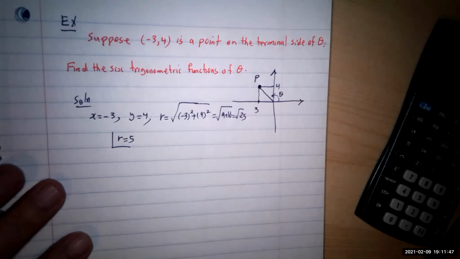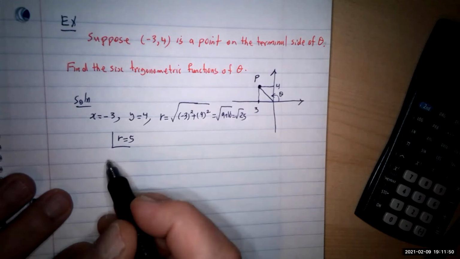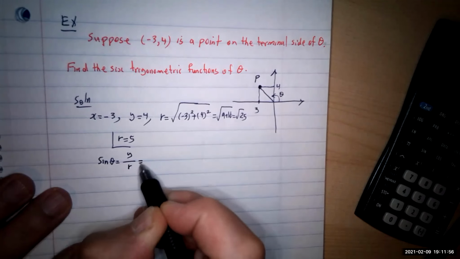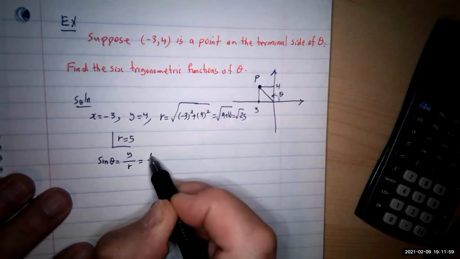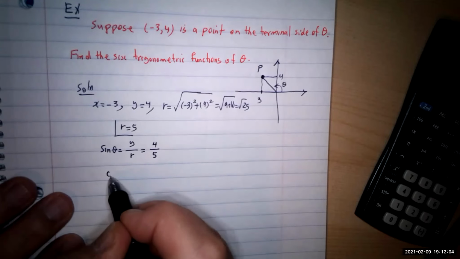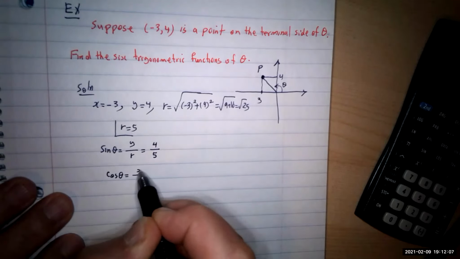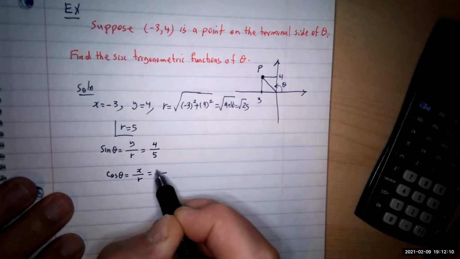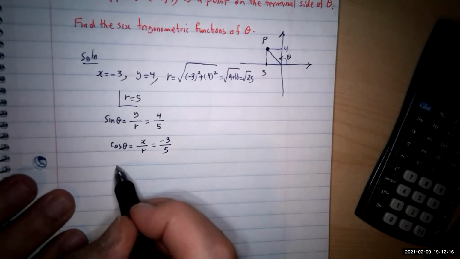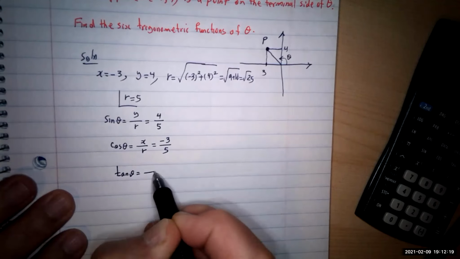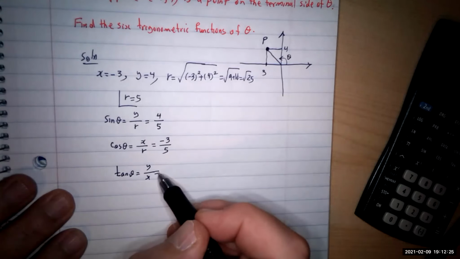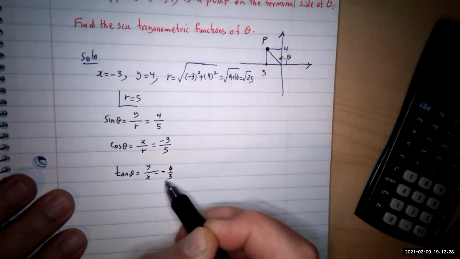So now we are ready to give you the formula. The sine of theta is y over r. The y is 4, so 4/5. This is going to be the sine. The cosine is x over r, so that gives a negative 3/5. It's a negative. Then the tan, you divide these two, is just going to be y over x, which is negative 4/3.